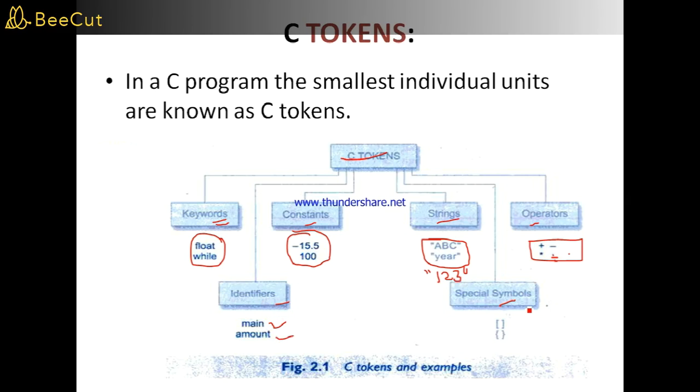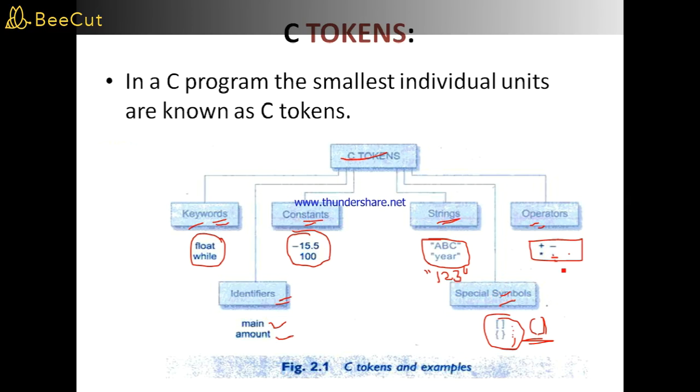Then followed by some special symbols. Here some special symbols are given. I can place a semicolon, I can place a colon, we can also place brackets like parentheses. These are special symbols. So all together it makes the C tokens. Very important: C tokens consist of keywords, constants, strings, operators, identifiers, and special symbols.